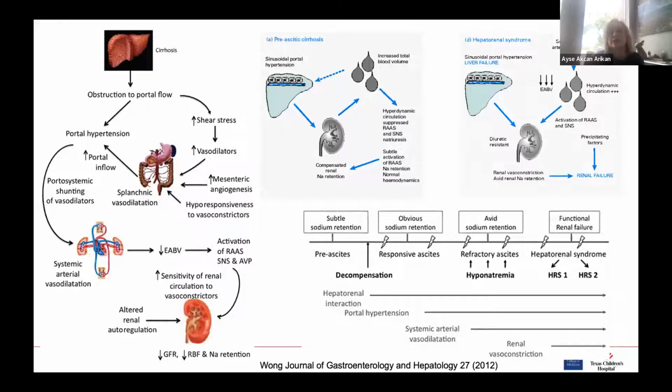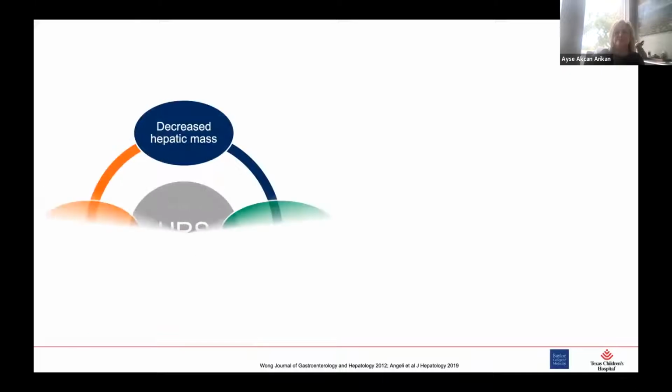The reason HRS has been called functional renal failure is because over many decades ago, the observation was made that with liver transplantation, the kidney failure that was observed in advanced liver disease was completely reversible. Even though the functional renal failure terminology comes from that concept, we now understand it a little bit better with the changes in circulation that we're going to visit in a minute.